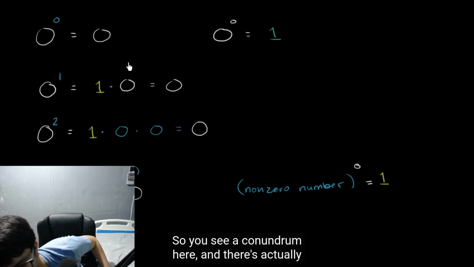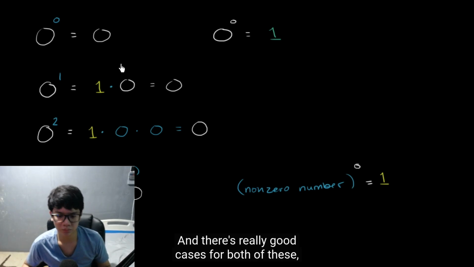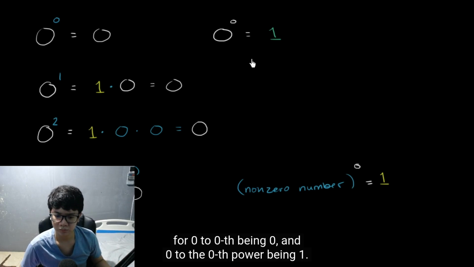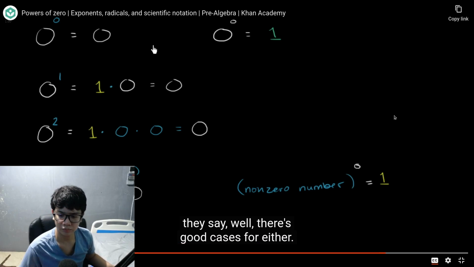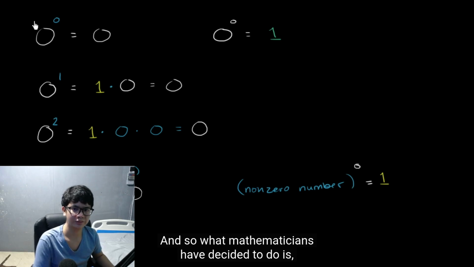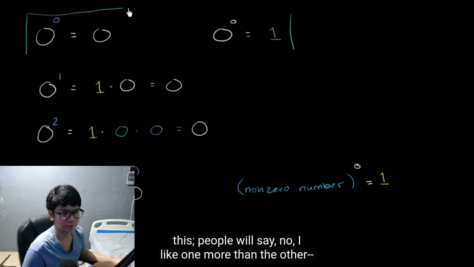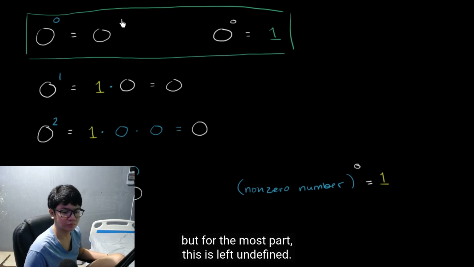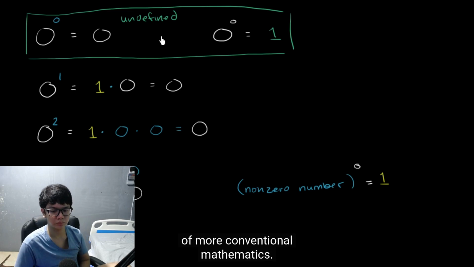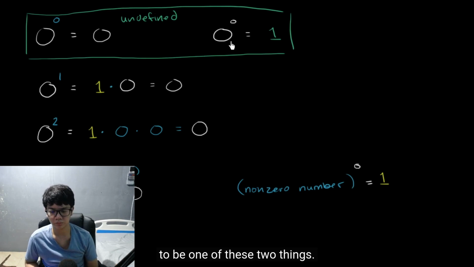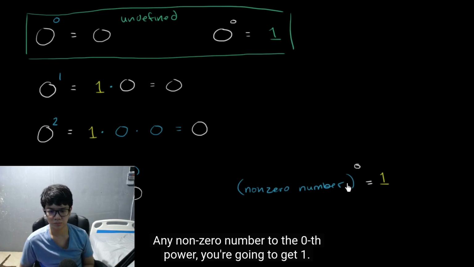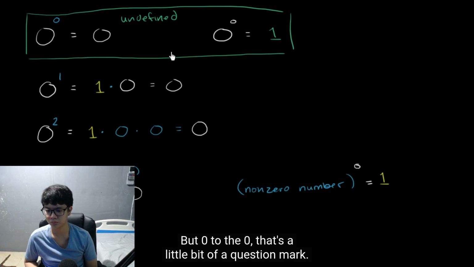So you see a conundrum here, and there's actually really good cases. You can get fairly sophisticated with your mathematics, and there's really good cases for both of these, for 0 to the 0th being 0, and 0 to the 0th power being 1. And so when mathematicians get into this situation where they say, well, there's good cases for either, there's not a completely natural one, either of these definitions would lead to difficulties in mathematics. And so what mathematicians have decided to do is, for the most part, and you'll find people who will dispute this, people who say, no, I like one more than the other, but for the most part, this is left undefined. 0 to the 0 is not defined by, at least, more conventional mathematics. In some use cases, it might be defined to be one of these two things. So 0 to any non-zero number, you're going to get 0. Any non-zero number to the 0th power, you're going to get 1. But 0 to the 0, that's a little bit of a question mark.